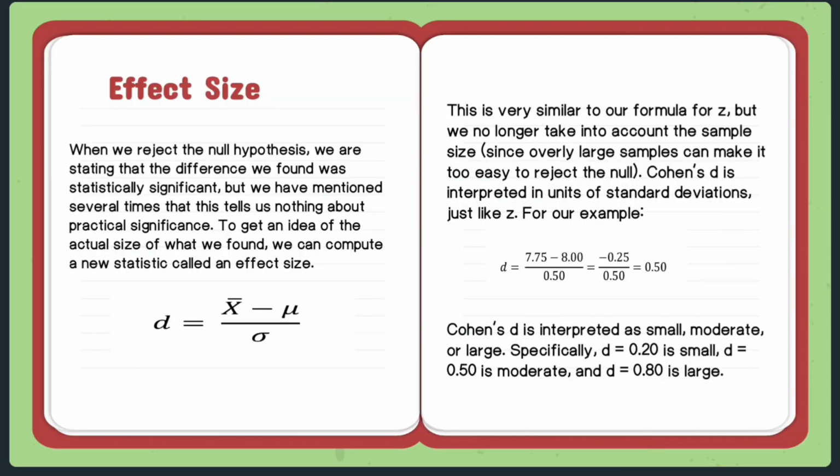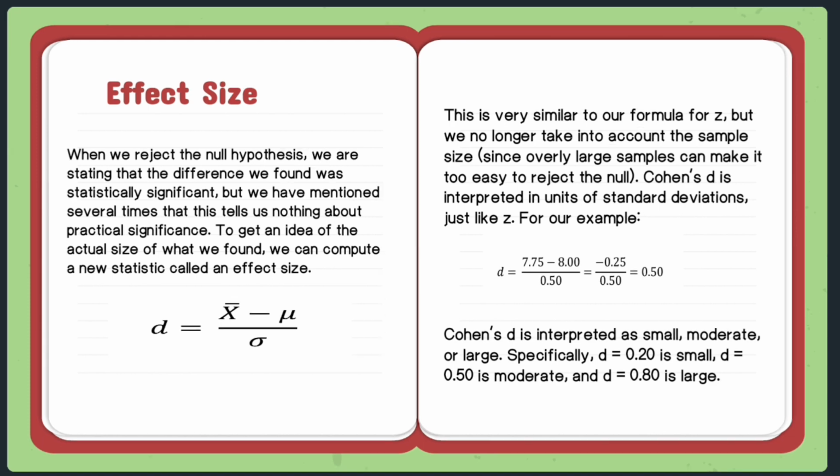Effect size. When we reject the null hypothesis, we are stating that the difference we found was statistically significant, but we have mentioned several times that this tells us nothing about practical significance. To get an idea of the actual size of what we found, we can compute a new statistic called an effect size. So, ano siya ang equation na nasa baba na D, which is the Cohen's d, kunya ang duha ka mean na niya equals sa levels of significance.